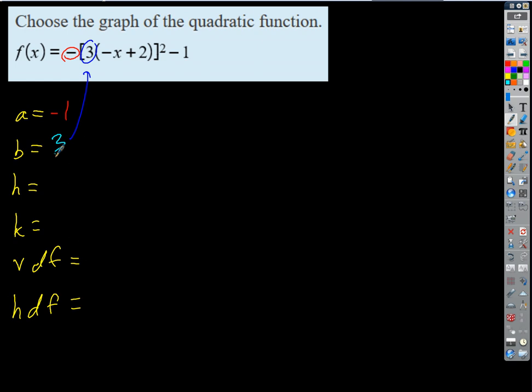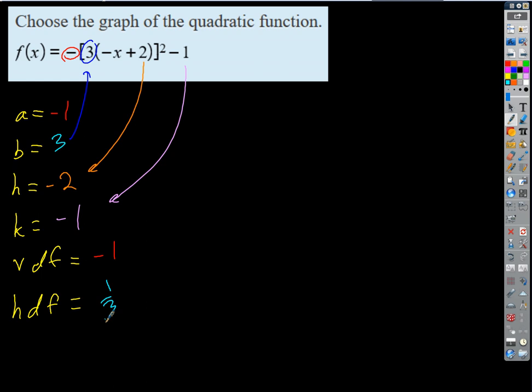What's H? -2. -2, good. So H is -2, because that's what's being subtracted from X. That one's a little tricky. What's K? -1. Okay, so K. So what's that make the vertical dilation factor? -1. Good. What's that make the horizontal dilation factor? One third. Okay, so let's first do all that stuff.